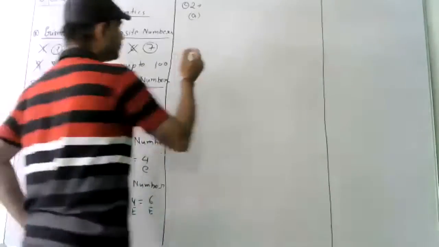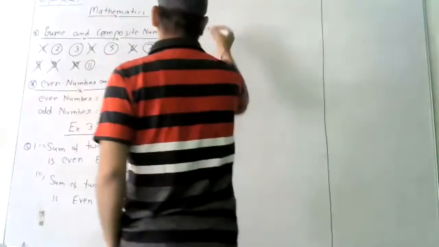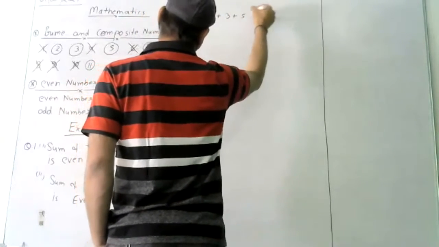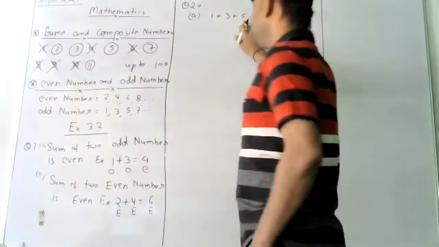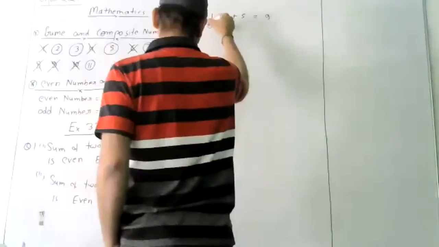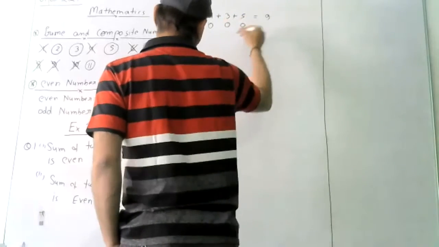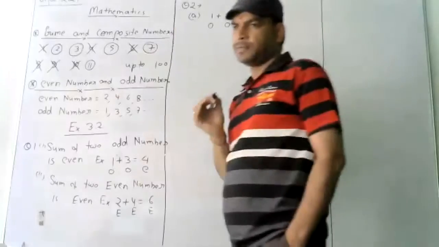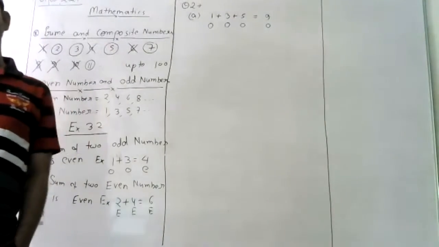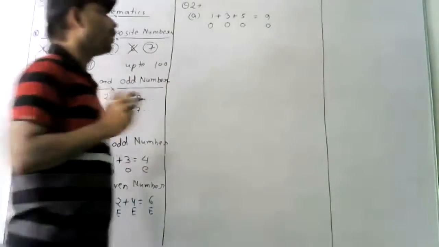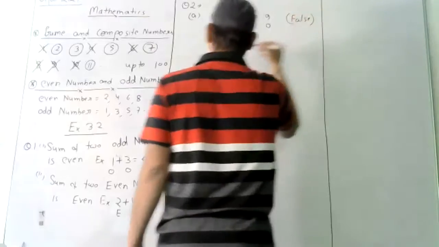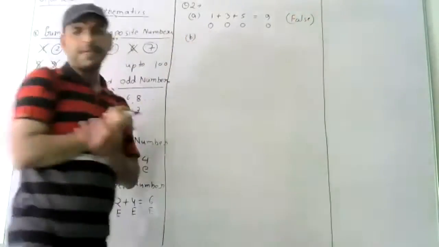Let us check the sum of three odd numbers. 1 plus 3 plus 5 is equal to 9. This is an odd number, this is an odd number, this is an odd number, and the sum is also an odd number. According to this statement, the sum of three odd numbers is even. This statement is false.